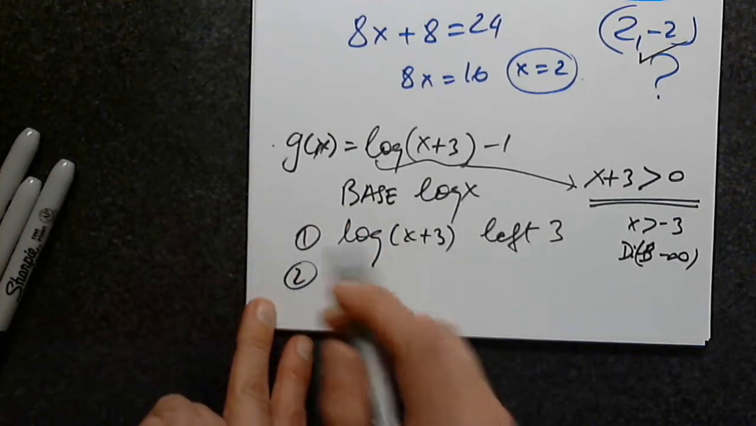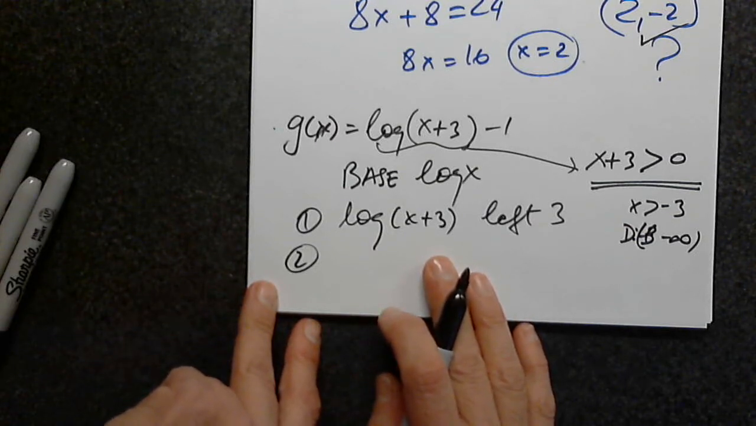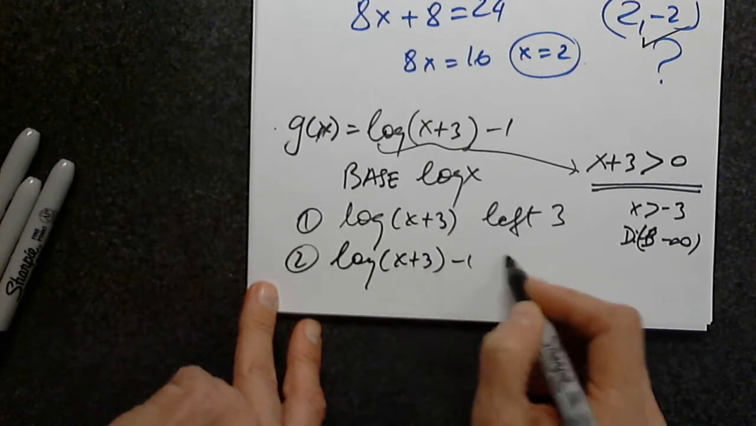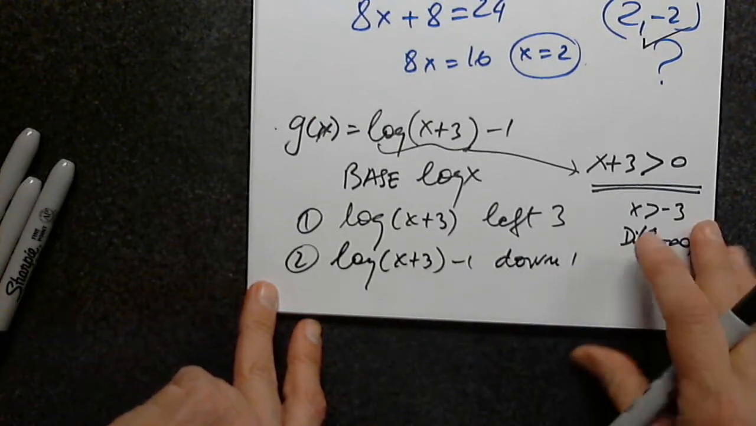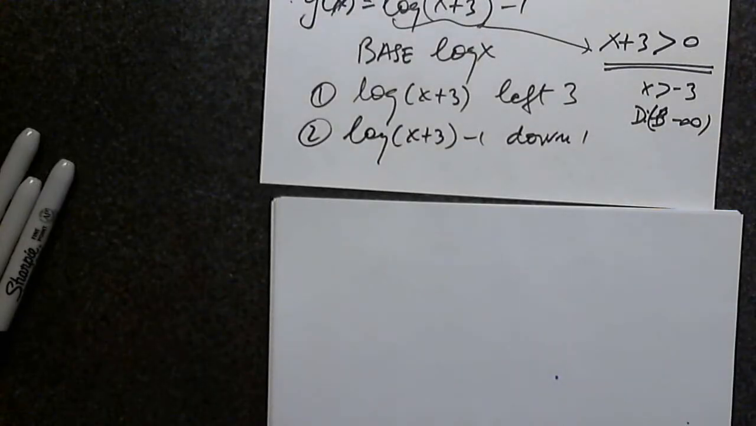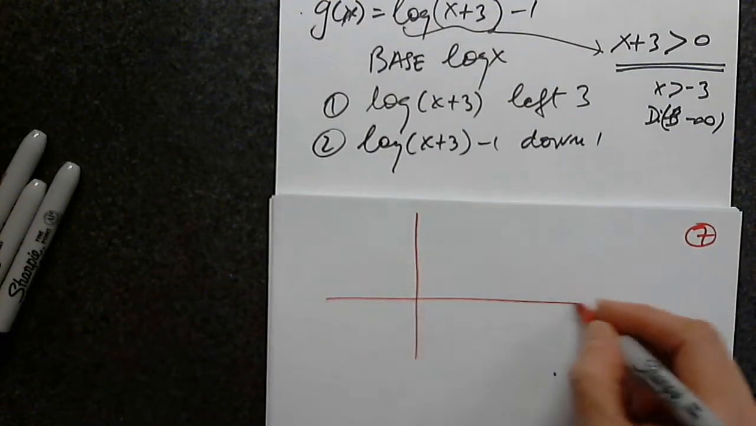Perfect. And now final transformation. Exactly. Log x plus 3 minus 1, down 1. Indeed. Very good. Well done. Now, there is a catch with this function. First of all, is it increasing on all its domain or decreasing on all its domain?